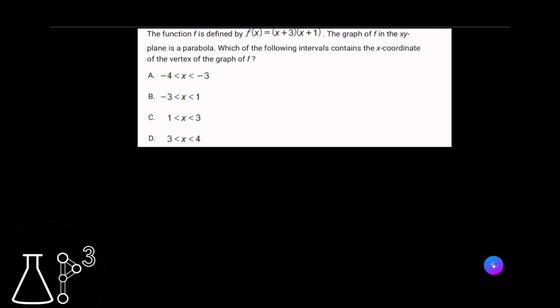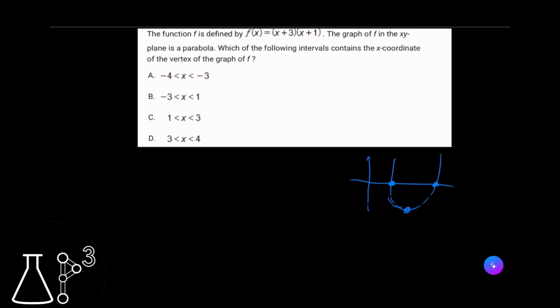Well, I can figure out that the parabola is going to look something like this, where it's like a min, and it crosses the x-axis twice. That way, I'm going to have two x-intercepts. And I'm looking for the interval of the x-coordinate of the vertex of the graph f. The good thing about it is that to find my intervals, I just have to figure out my x-intercepts.